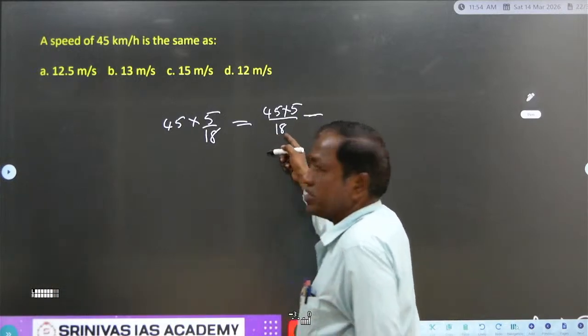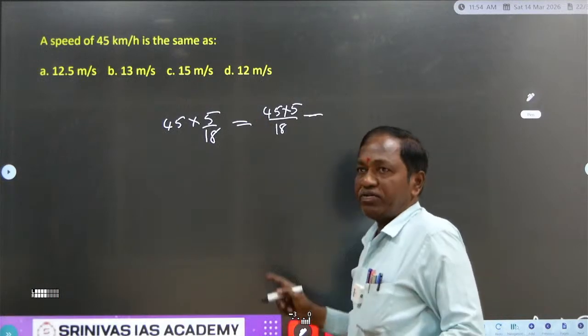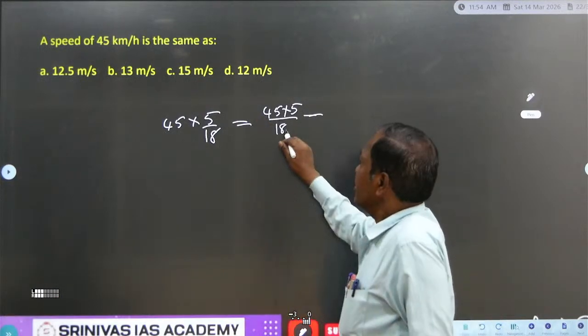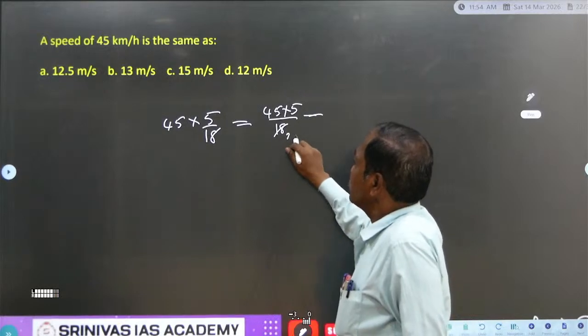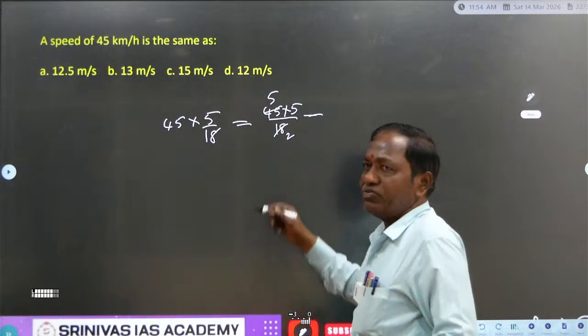This is 1 plus 9, 8 is 9. Multiples of 9. 4 plus 5 is 9. 9 twos are 18. You can reduce the work. See, that's what I'm telling you. Otherwise, you will have many layers.